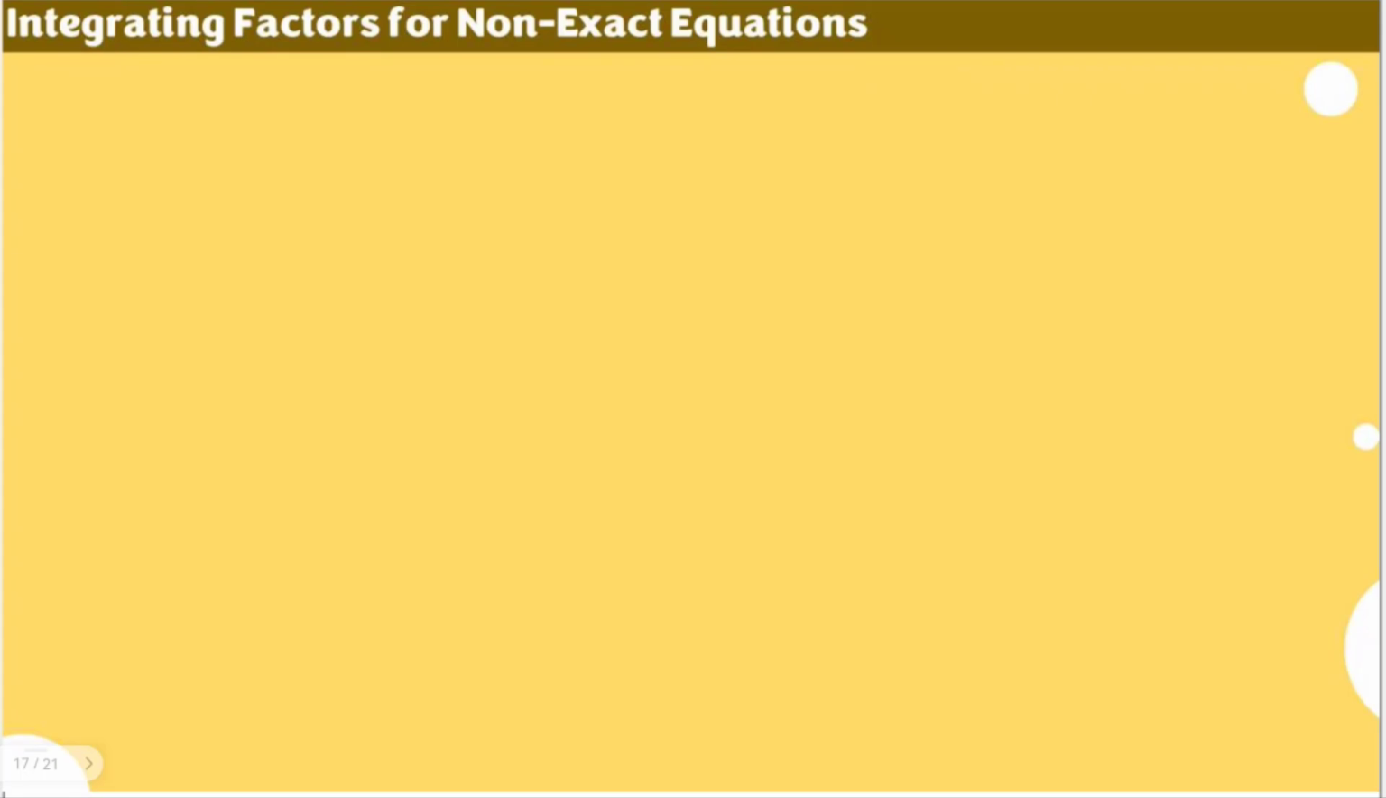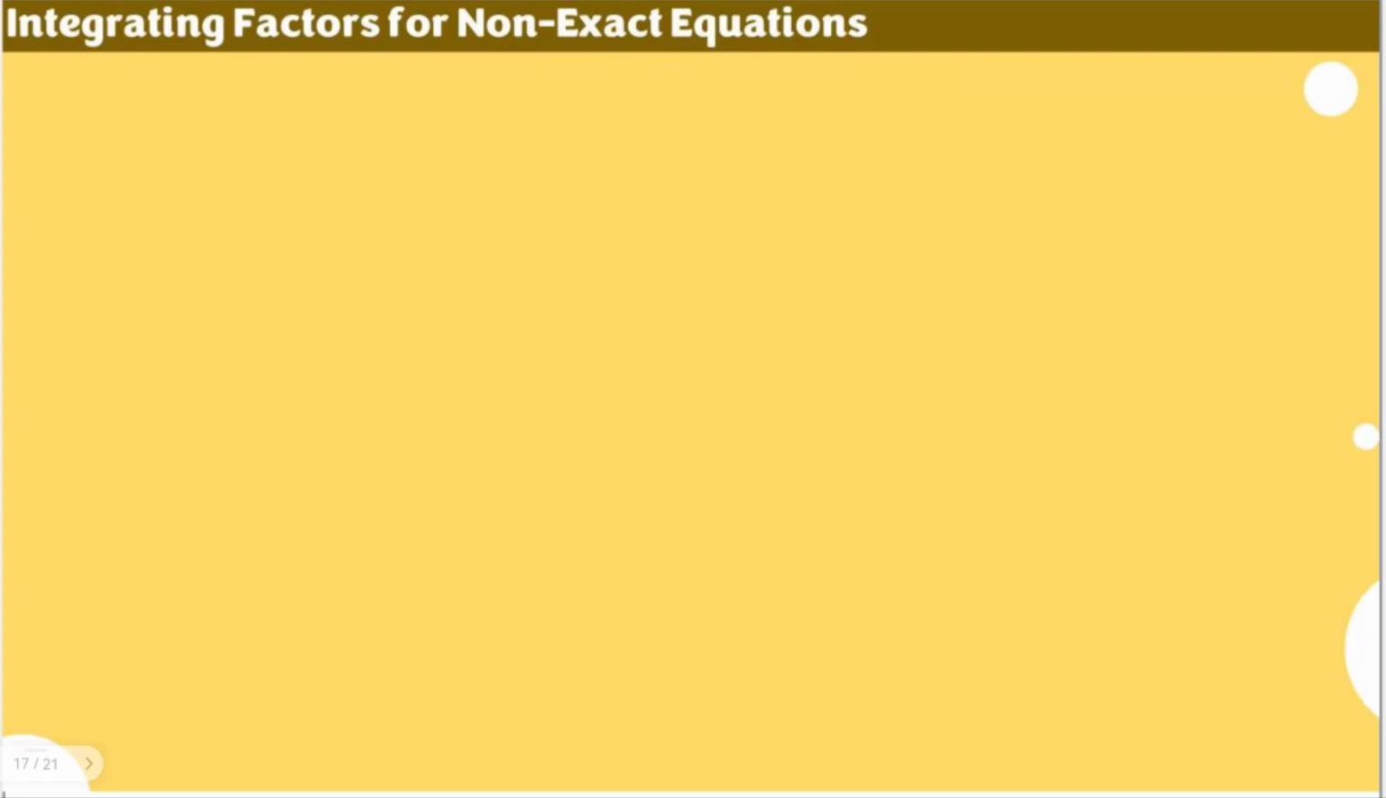As you can remember, when we're trying to solve a linear equation, we use the concept of an integrating factor that will be multiplied on both sides of the original equation, so that we can make it simpler in solving for the solution. Similarly here, we have an integrating factor for non-exact equations.